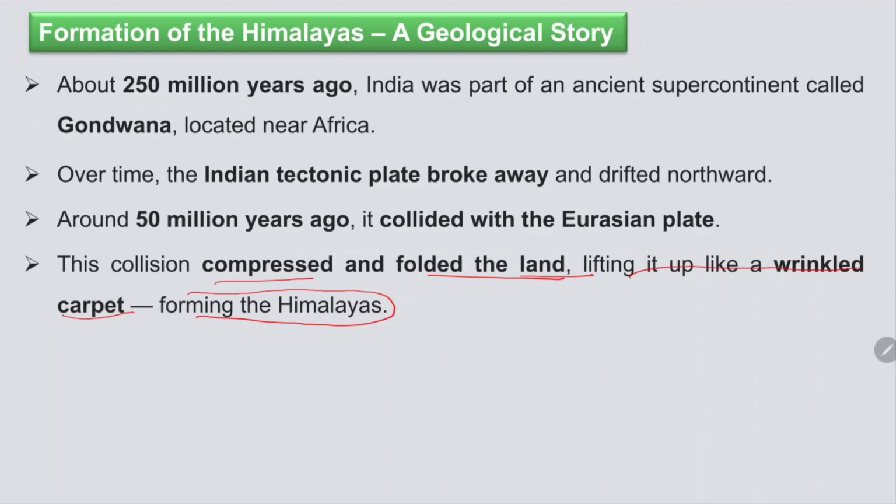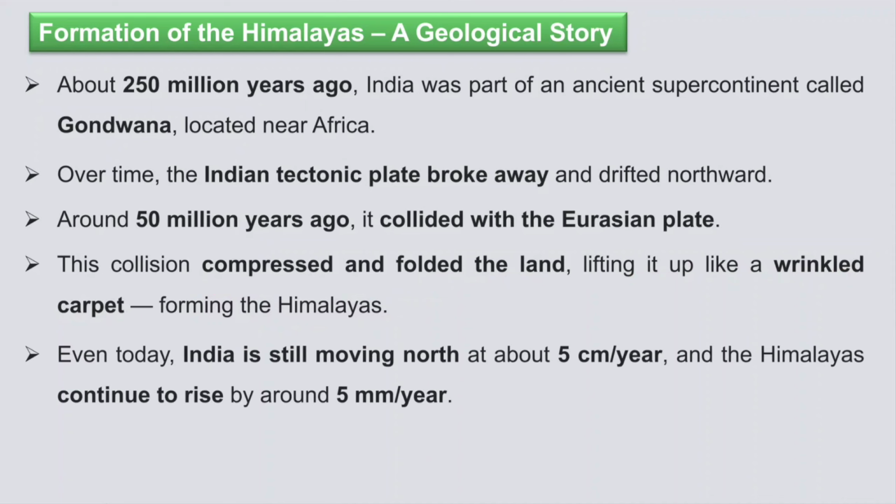That is why you can see the image of the folded layers of the Himalayan rock given in your book. It has so many wrinkles and is so rugged because it has been compressed and folded when the Indian tectonic plate drifted northward and collided with the Eurasian plate. Even today, India is still moving north at about 5 centimeters per year, and the Himalayas continue to rise by around 5 millimeters per year. India is still pushing, so the height is still growing.